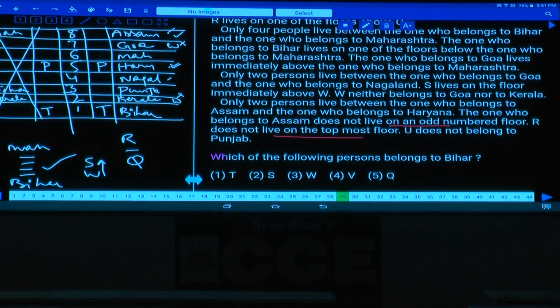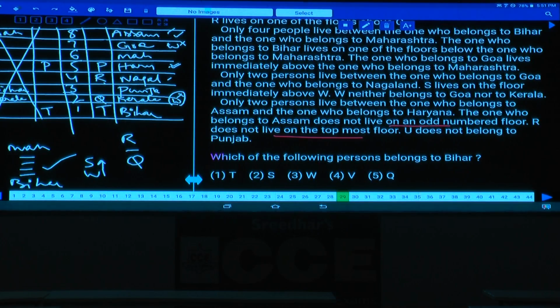If R is on the 6th floor and Q will be here, then S and W cannot be here either. There is no possibility for this one. Hence R and Q cannot be on the 6th and the 4th floors. Then what is the other possibility left for this R and Q? R is on the 4th floor and Q is on the 2nd floor.